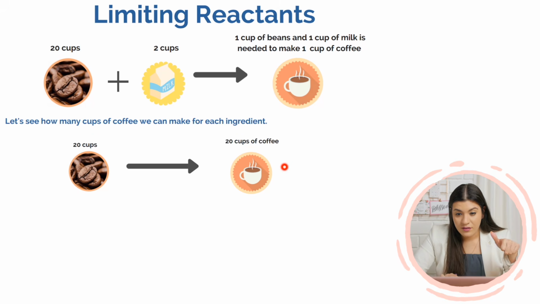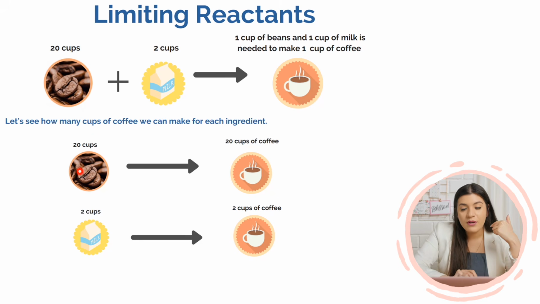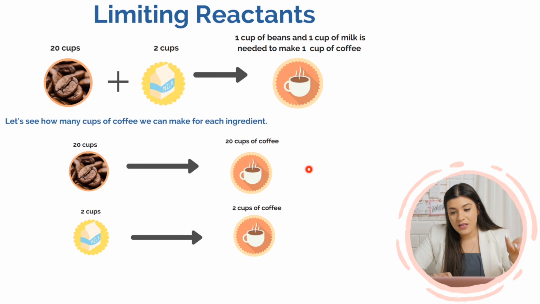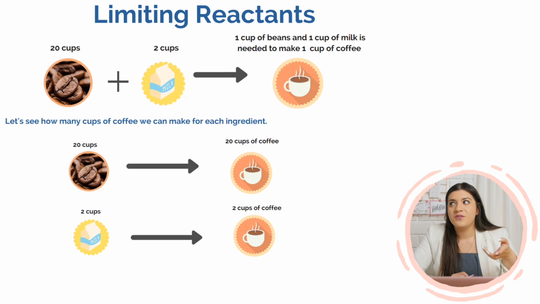Good so far. And then next, if we were to just look at the milk, we could only make 2 cups of coffee. So whichever reactant produces the least amount of product, that's going to be the limiting reactant. So in this case, our limiting reactant would be the milk. And I know it's obvious from the beginning, but it's not going to be as obvious for actual chemical reactions.